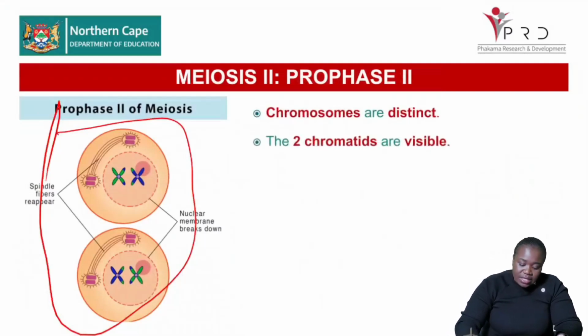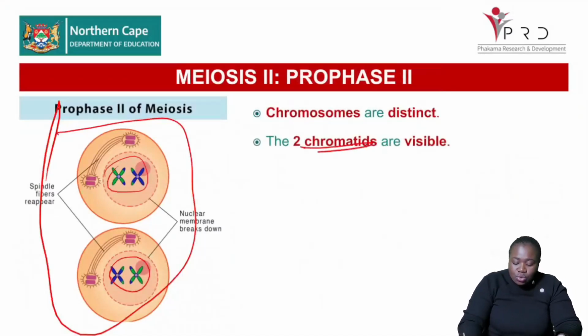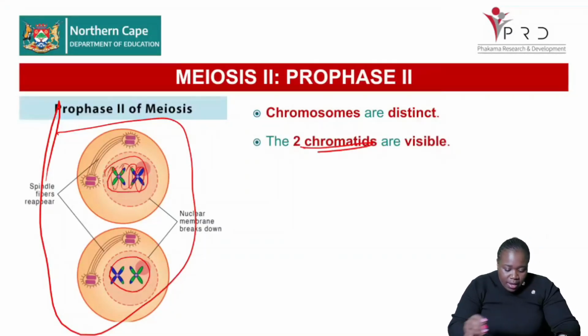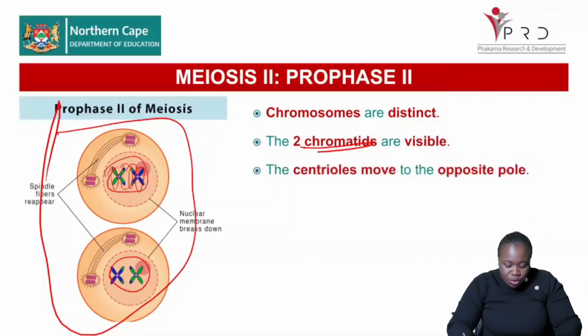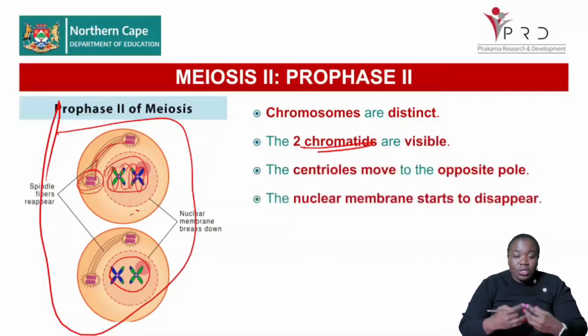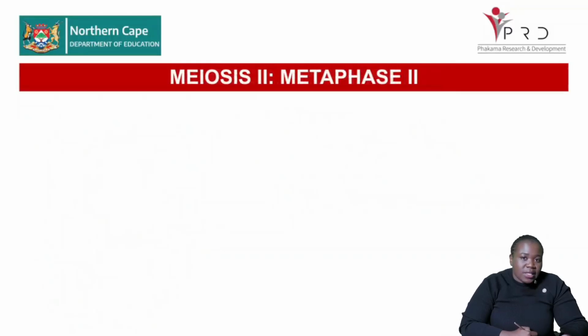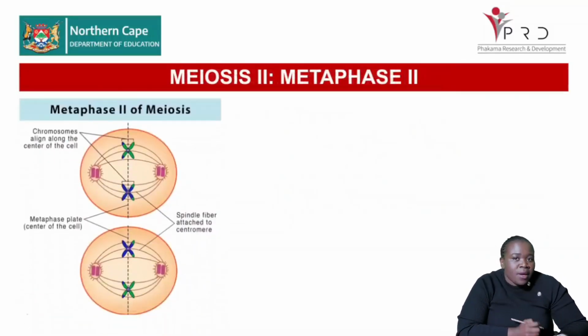Right, here we can see the distinct chromosomes at prophase II, and we can see that there are two chromatids visible per chromosome, as you can see, right? And then we will see that the centrioles will also move to the opposite poles, and the spindle fibers are going to appear. Just like prophase I, the nuclear membrane is going to disappear, as well as the nucleolus. No crossing over in this case during prophase II.